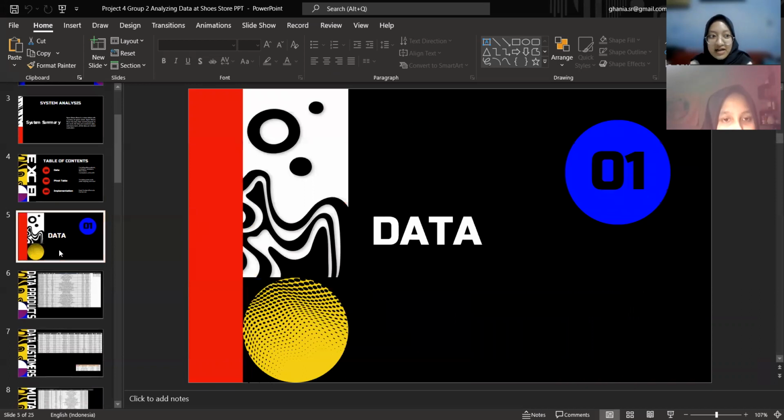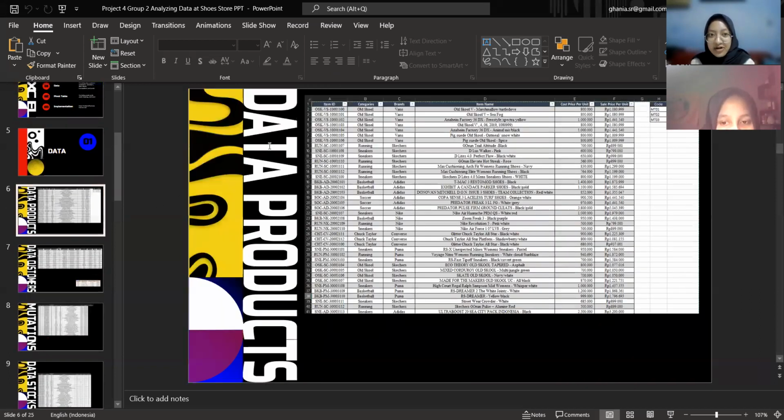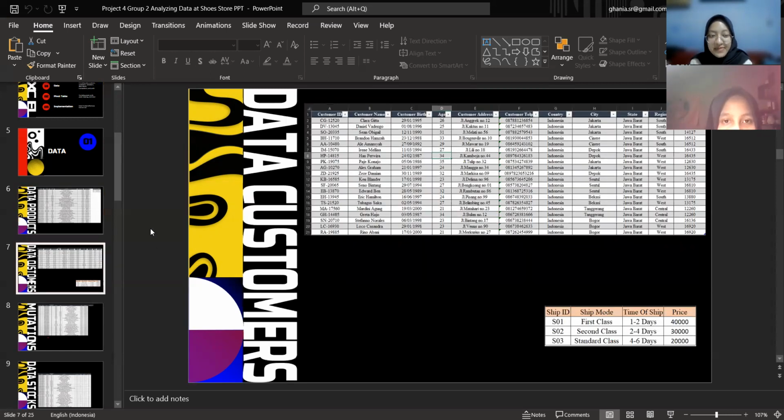First, we have data. The first data is data products. The columns include item ID, categories, brands, item name, cost per unit, and sell price per unit. In this table, we didn't use any function or formula. This table shows you the data of the products in the store.